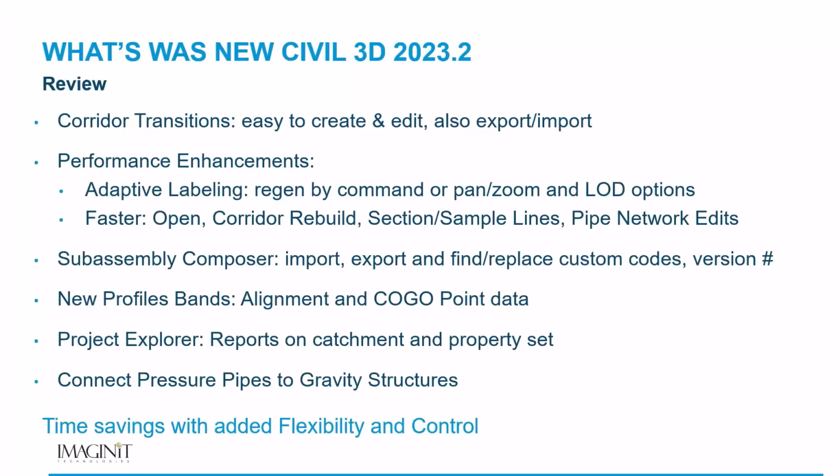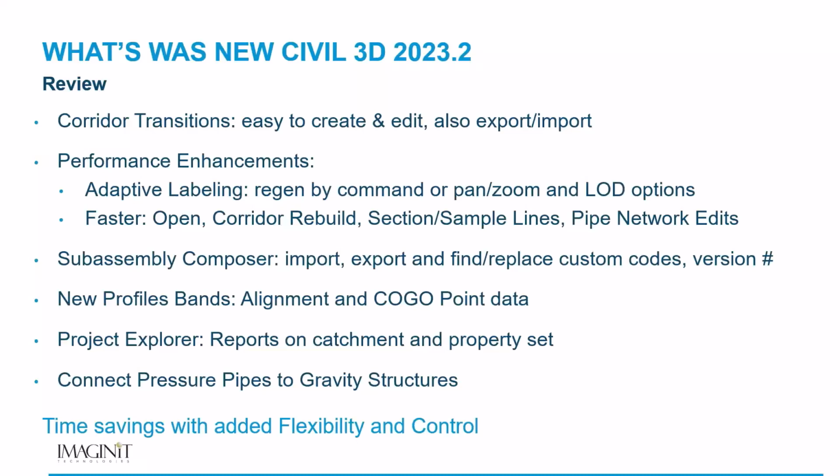And what I want to talk about here is the fact that 2023.2 added corridor transitions, great tools to create and edit, also to import and export transitions to the corridor to make designs quicker and better, great for things like widenings or driveways. There were also a lot of performance enhancements done for 23.2, one of them being adaptive labeling. Similar to level of detail, what they did for grids and surfaces, but this is specifically for labels. And it doesn't happen everywhere. The place you can see it the most is alignments and profiles, and we'll take a look at that.